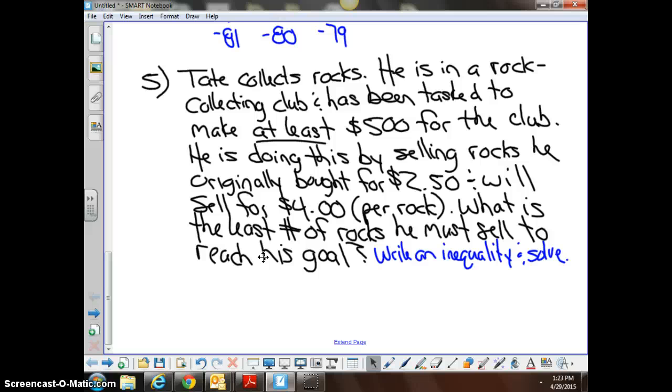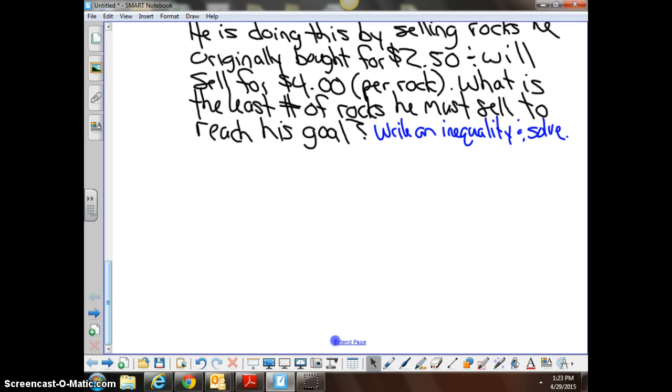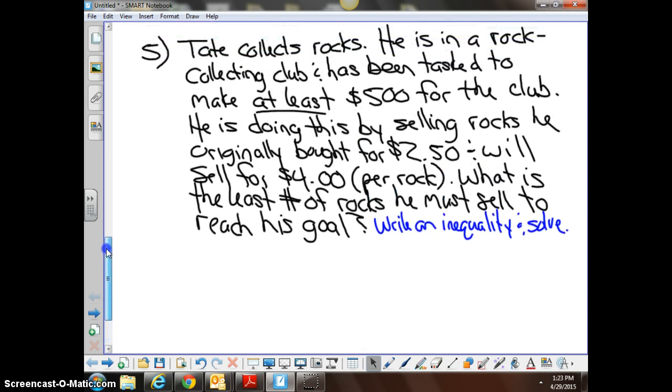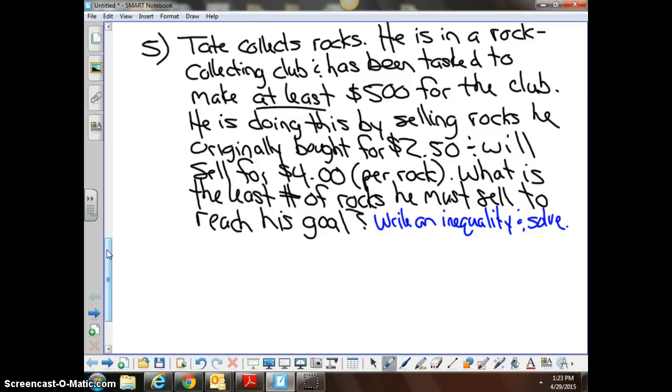Sirius, what was the inequality you wrote for this problem? 500, so that would be the amount of money he needs to make, is greater than or equal to 4x. Why 4x? Because he's selling them for $4 and x is the number of rocks he has to sell.